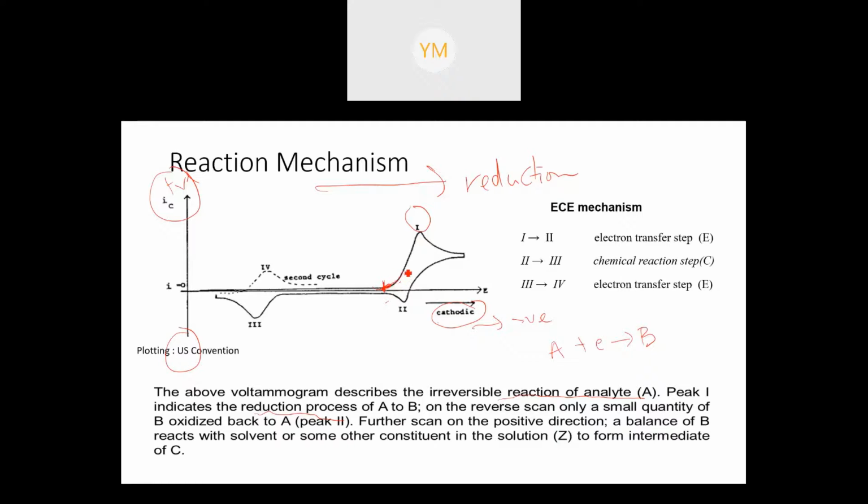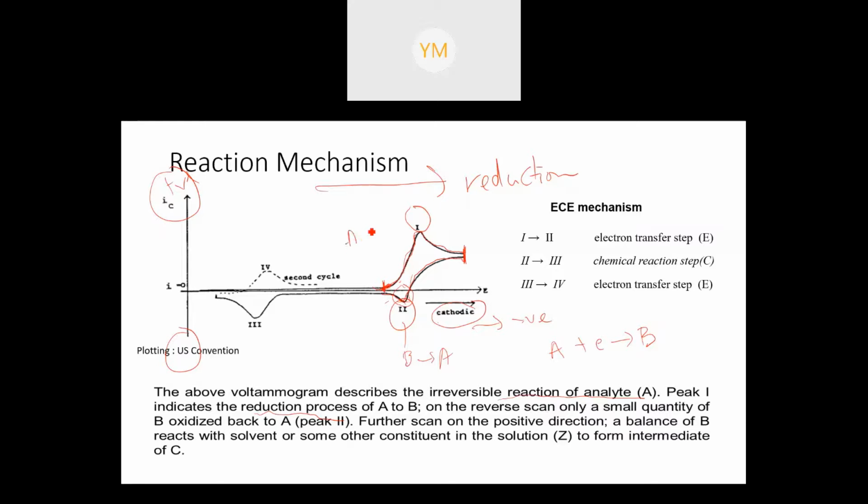Then the current increases because more ions of species A are reduced to B. Then this is the switching potential. The system is set to reverse back. Only a small portion of B is oxidized to A. Only a small amount of B goes back to A.